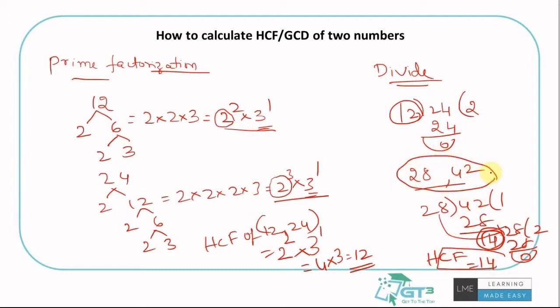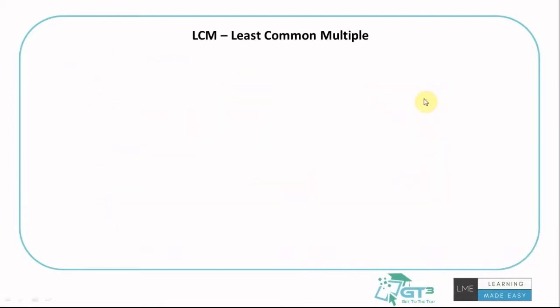Right, this is how you find it. So you have both the ways for us. Right, you take the prime factorization where you do this dividing, depending on how you're comfortable with. So let's get to the least common multiple, known as LCM.